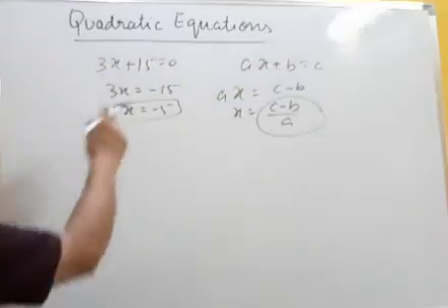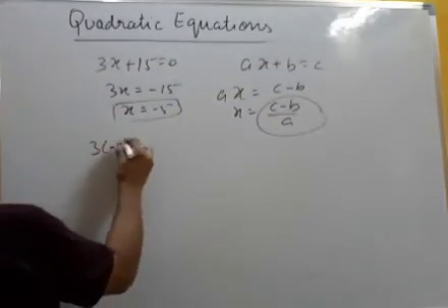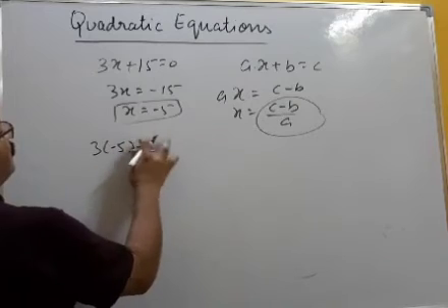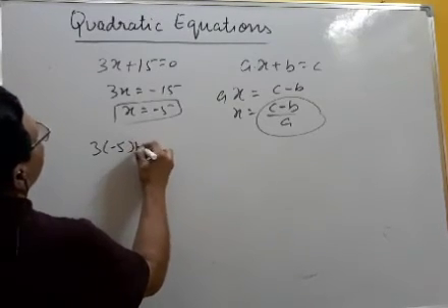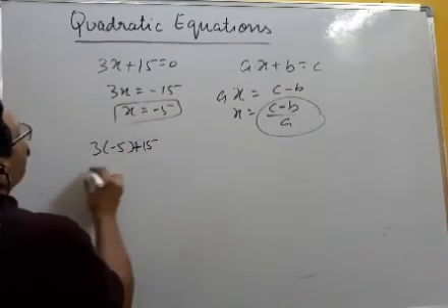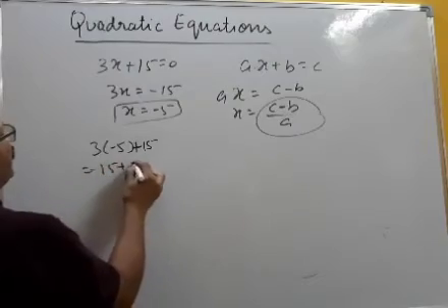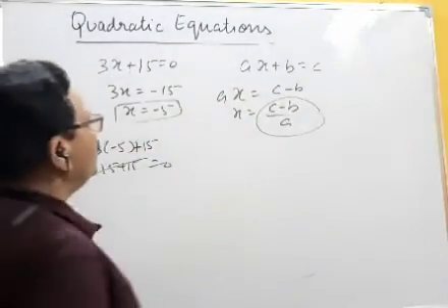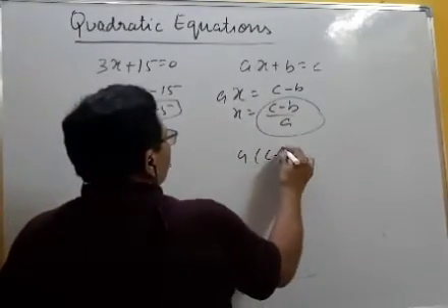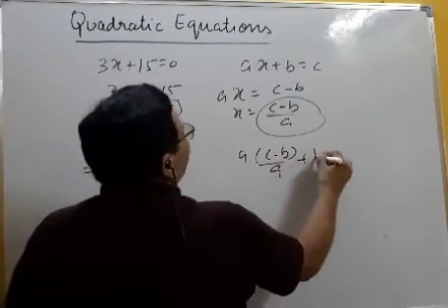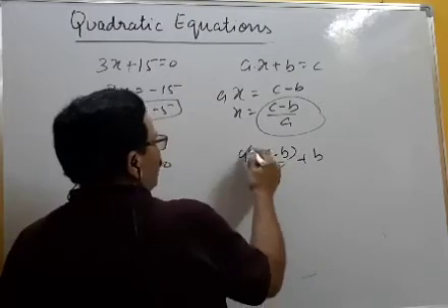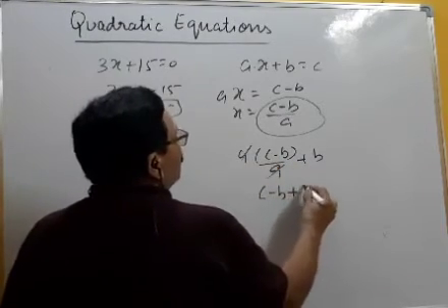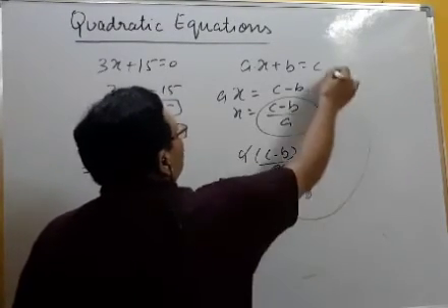Just let me show you. Check 3 times minus 5 plus 15. You solve: minus 15 plus 15 cancel, you get 0. Same here you can check a times c minus b upon a, plus b. It should come c. A and a cancel, c minus b plus b, b and b cancel, c.